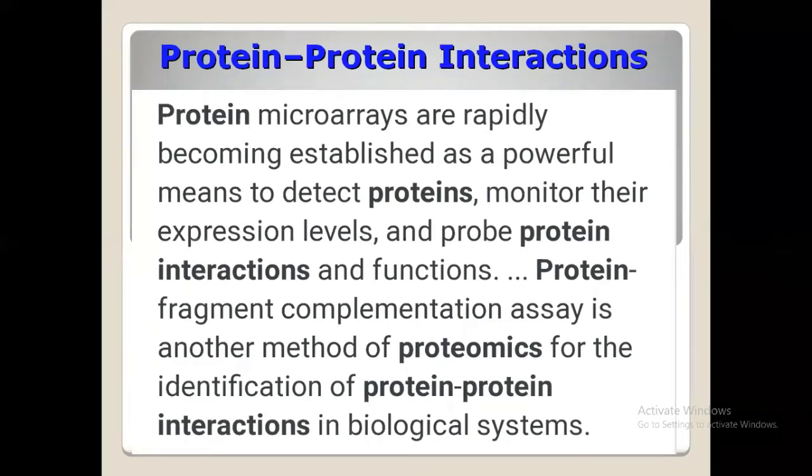Protein fragment complementation assay is one method, one technique. Take your protein and cut it into small fragments, and you analyze that. This is another method used in proteomics for the identification of protein-protein interactions, that is PPI, in biological systems. So this is one method available to study protein-protein interaction.